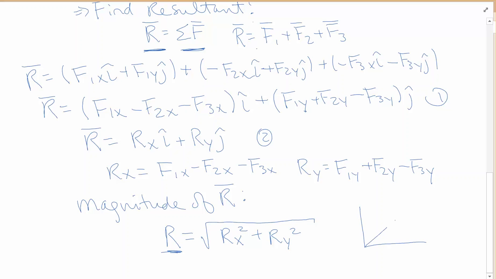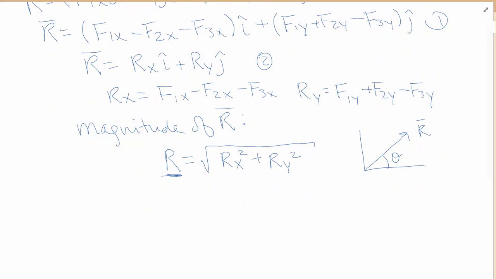Now, let's say our resultant force is in this direction, and we need to find that theta. We can find this theta using our Rx and Ry values. And we can do that looking at this right triangle. So if this would be R, this leg of the triangle here would be Rx, this would be Ry. Here's our angle theta. So to find theta, we can say that theta is the arc tangent of Ry over Rx.